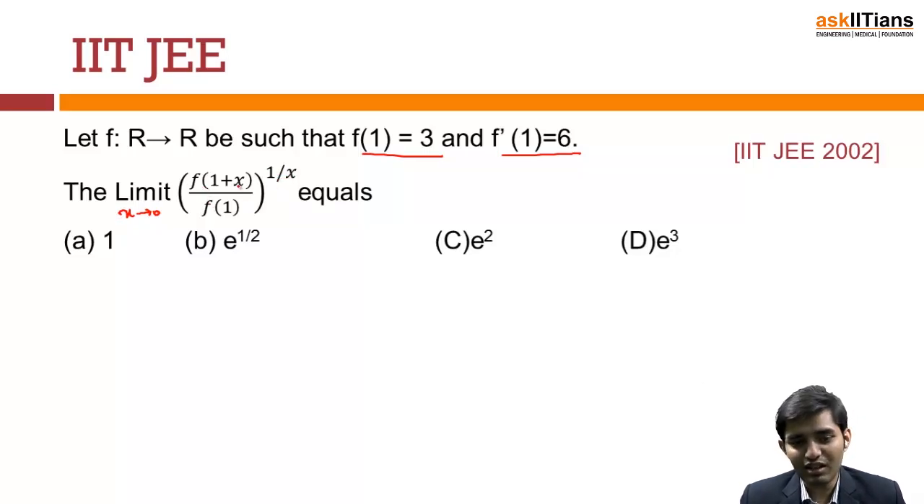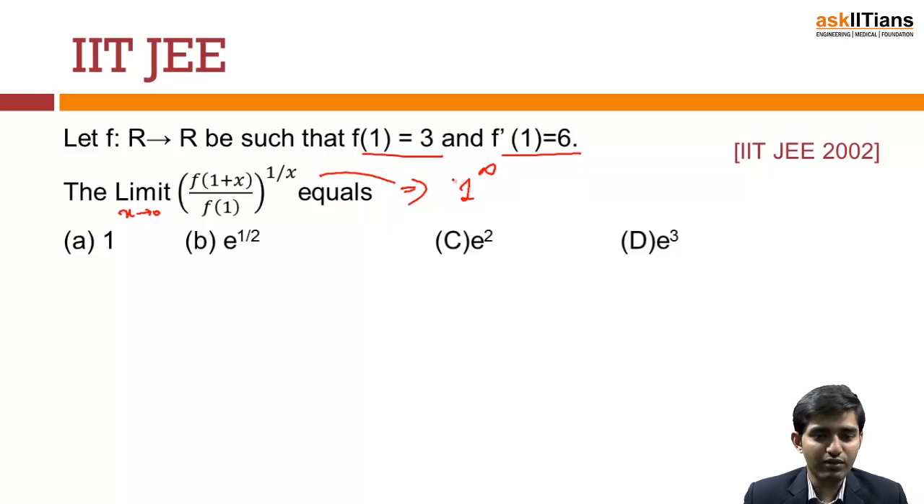Now if I put x equal to 0 in this, I will get f of 1 by f of 1, which will get cancelled. So this is in fact the 1 to the power infinity form in limits. Whatever is written here is nothing but the 1 to the power infinity form. And how do we solve the 1 to the power infinity form in case of limits? You know it well. So this will be solved by e to the power.